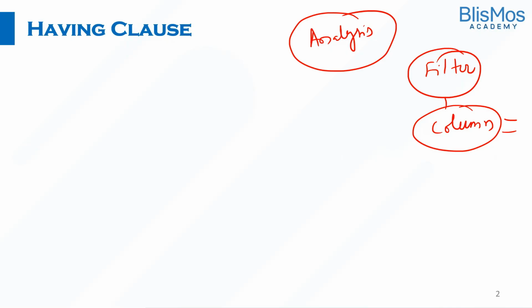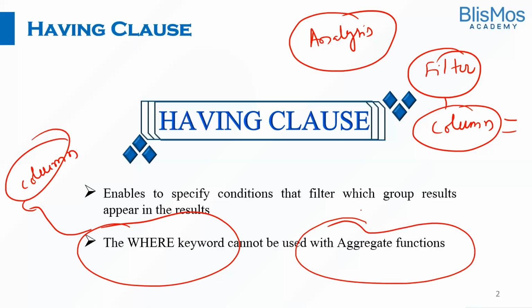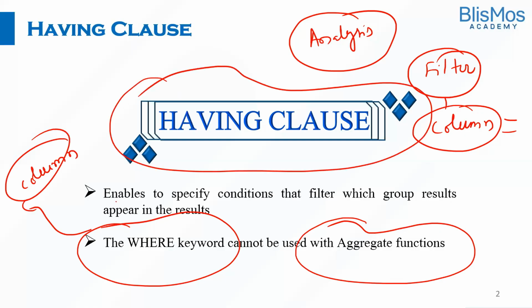If you remember, we have already dealt with the WHERE clause. WHERE clause will help us to provide the condition based on a column. But WHERE clause cannot be used with the aggregate functions. If we want to filter the group itself, WHERE clause will not help us. So HAVING clause will come to our rescue there. HAVING clause enables us to specify the conditions that filter which groups the results show. It helps us to filter the groups itself, which are formed after GROUP BY and aggregations.